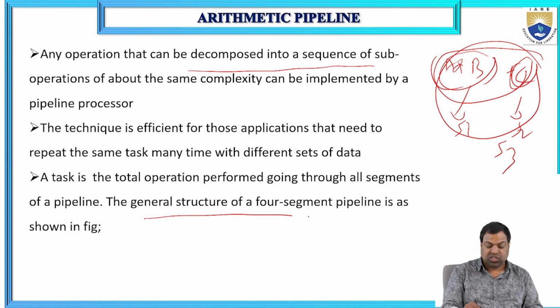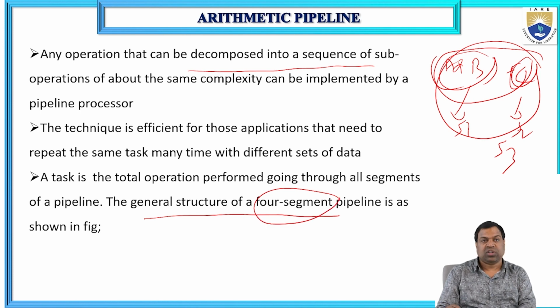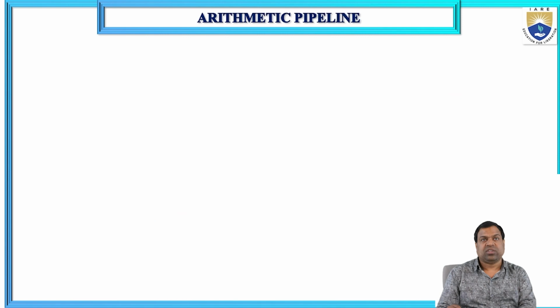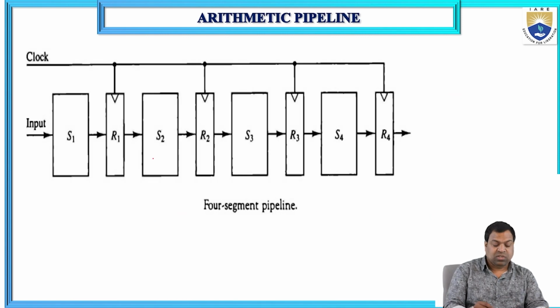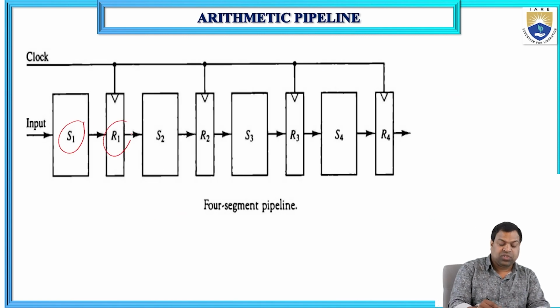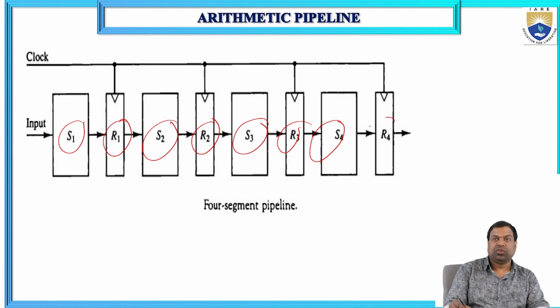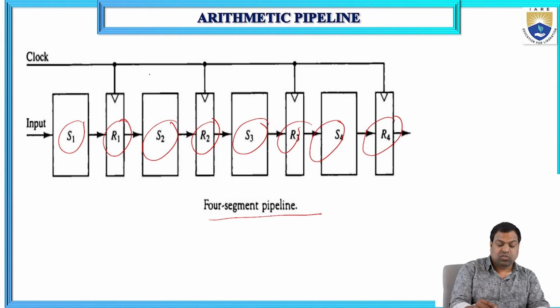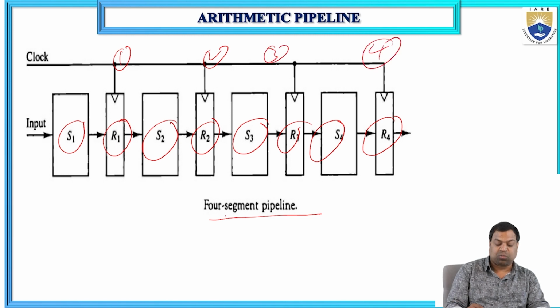So we are taking the general structure of four segments. Presently we discussed three segments, but next we are going for the four-segment pipeline. So segment 1 with a suitable register R1, segment 2 with R2, segment 3 with R3, and segment 4 with R4. So this is a four-segment pipeline. Previously we discussed only three segments, now I am taking four segments. How many clock pulses do we need? Four clock pulses. Why? Because for four segments we need four clock pulses.